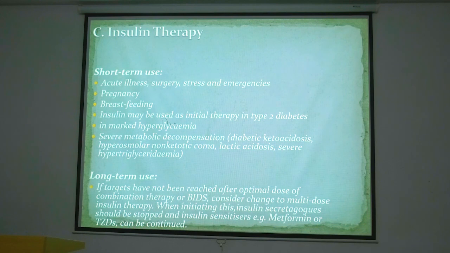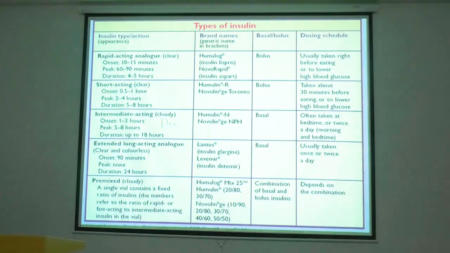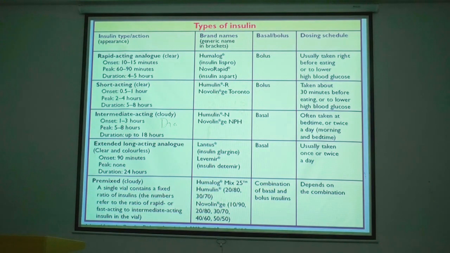Insulin therapy is needed in acute illness, surgery, sterile emergencies, pregnancy, breastfeeding, or severe metabolic decompensation. In the case of non-ketotic lactic acidosis. There are three types of insulin, taken in a certain range at certain times. It is not necessary for all of you.